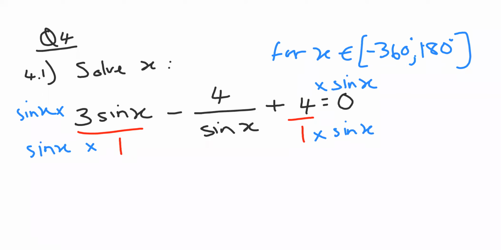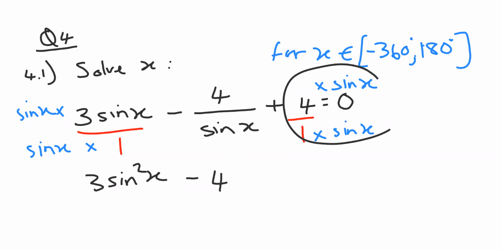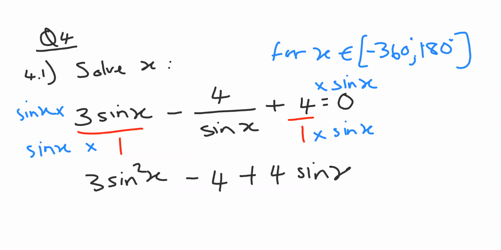Okay, so basically, if you've done this, you would end up with 3 sine squared x minus, this 4 doesn't get multiplied by anything, no? Because the denominator is already sine x there. So that stays minus 4. And then this 4 gets multiplied by sine x, so plus 4 sine x. And then I guess we can multiply the 0 also by a sine x, but it just stays 0. If you multiply 0 with anything, it just stays 0.